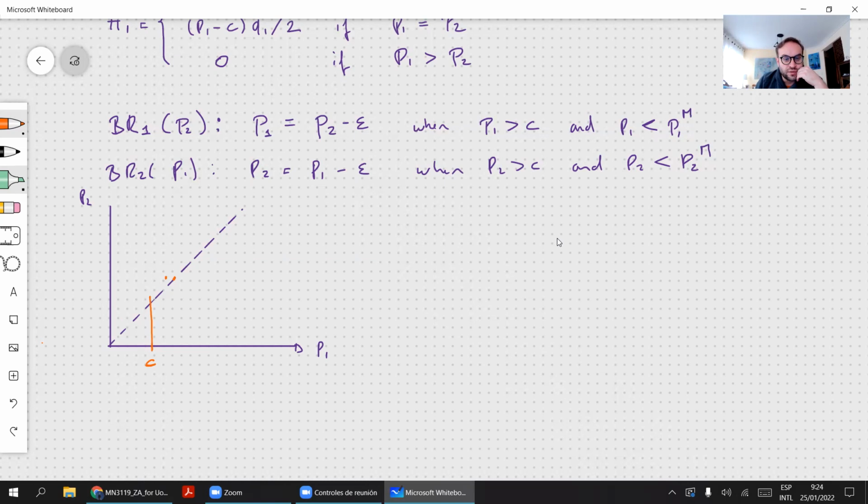And now I know that for each value of P2, I want to ask a little bit less. So my best response function moves parallel to the 45-degree line up to this point where I have the monopoly price for firm 1. So I cannot ask more. This is the monopoly price. So this is the best response of firm 1. Is it clear?